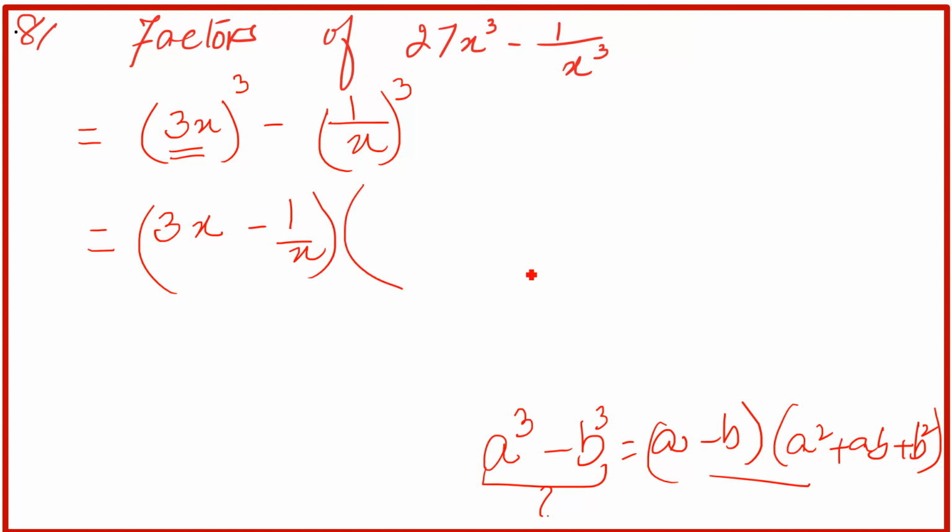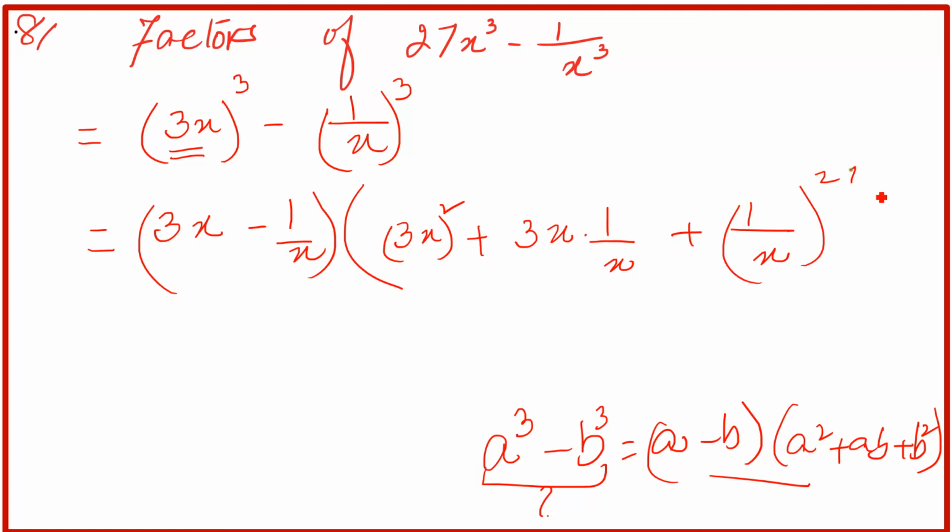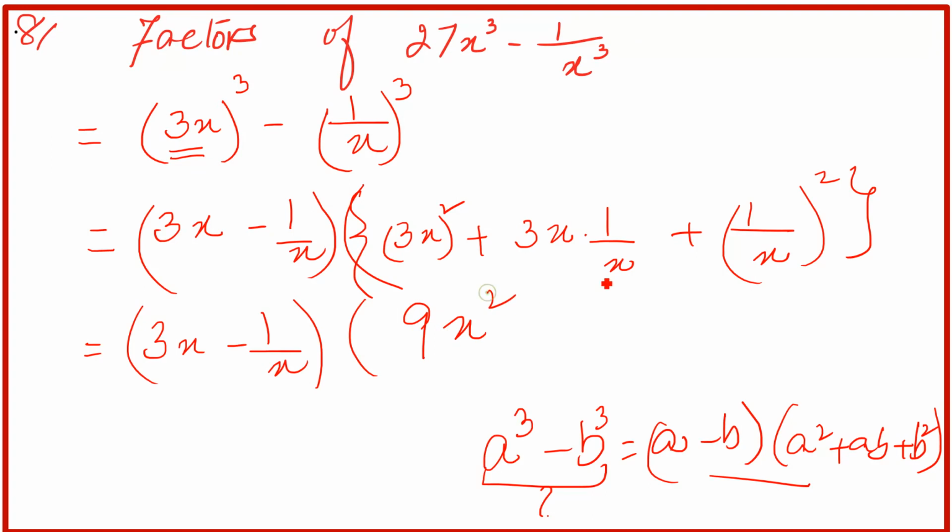Instead of a we have 3x, instead of b we have 1 over x. So this is a minus b, and then just follow this. First, a square means the square of the first term, plus ab, where instead of a we have 3x and instead of b we have 1 over x, plus b square, right? Or make this in a curly bracket. So it is (3x minus 1 over x), a minus b, (9x square plus 3 plus 1 over x square).